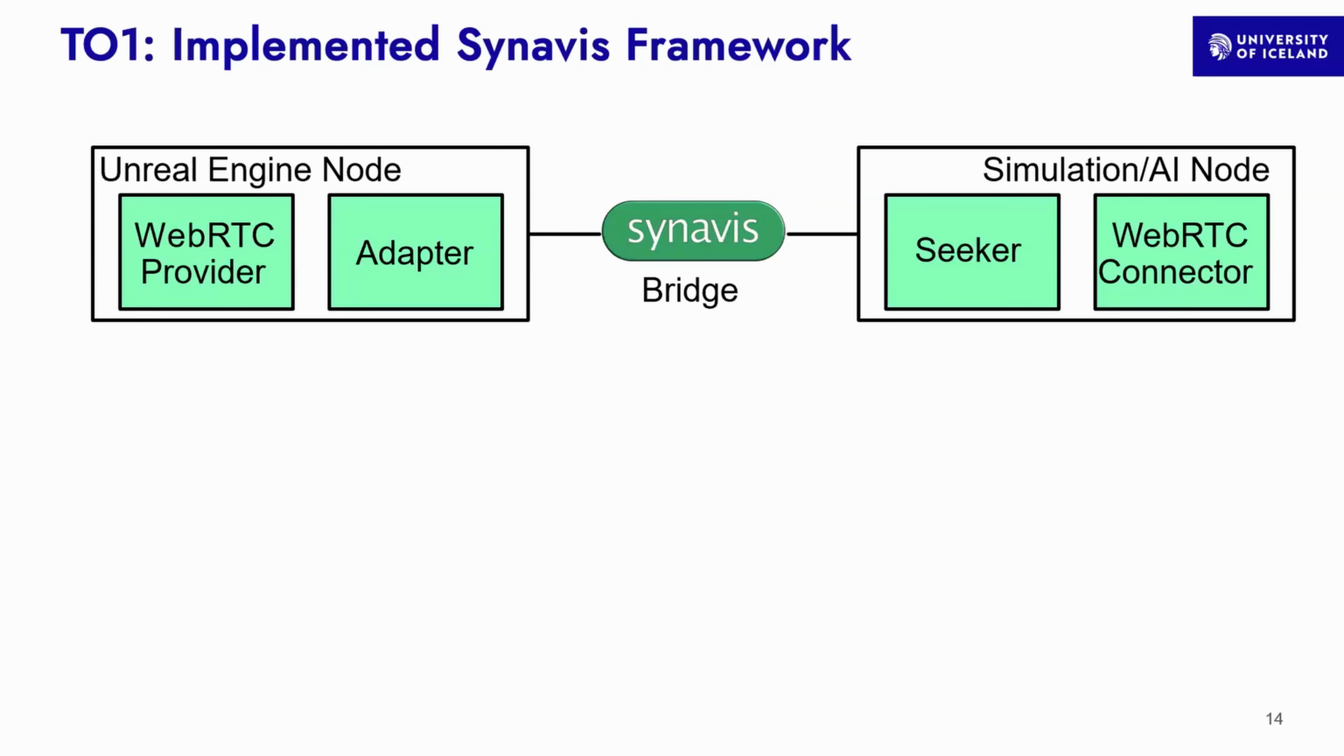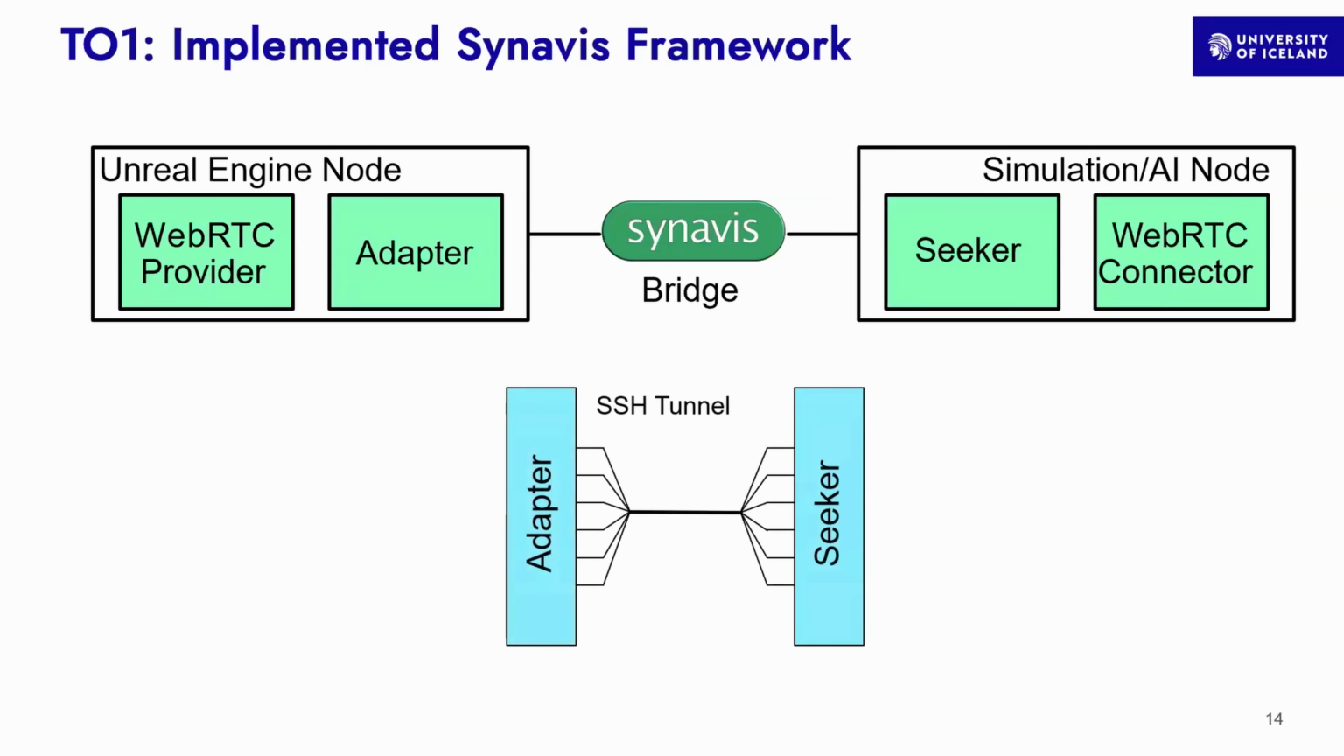or like the AI training runs on an AI node, and the Unreal Engine runs on a visualization node, we need to essentially bundle all of this a little bit together to have an easier way of orchestrating these data streams, particularly if we move a little bit further apart in a supercomputing center. Synovis Framework handles this through the use of bundling and using SSH tunnels for the communication.